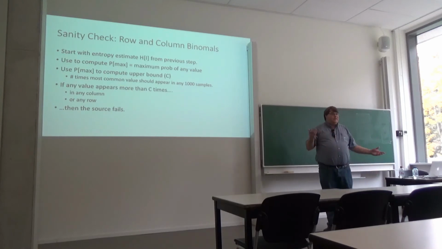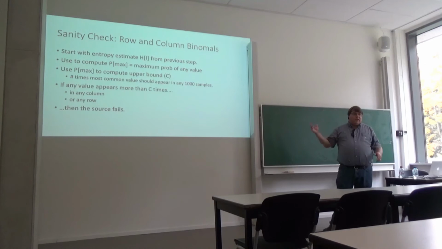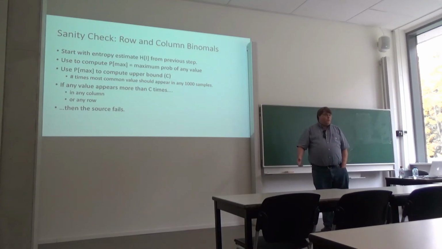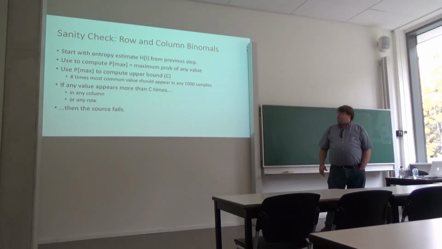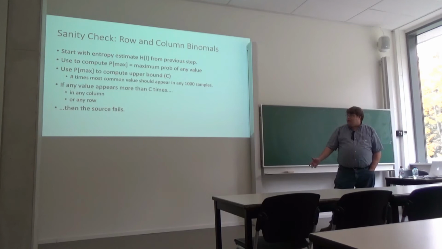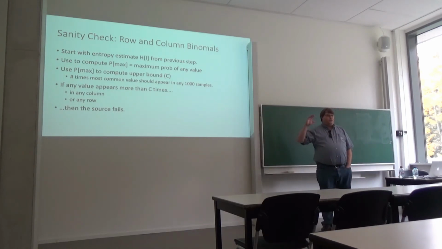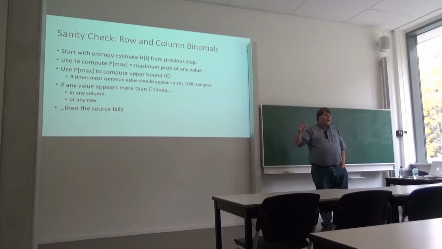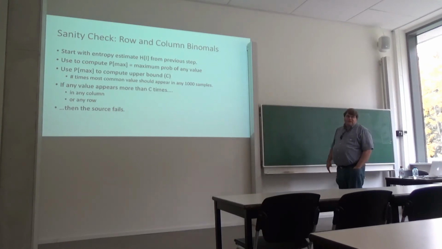And then from that, it's easy to put an upper bound on how many times I should see any sample appear, given this maximum probability, in 1,000 samples, which is 1 row or 1 column. And then I'm going to do a binomial test on each column and each row. And of course I'm going to set the p-value correctly, since I'm doing 2,000 tests, so I've got to set the p-value to be pretty small so I don't have a high false positive rate here. But that's easy to do.